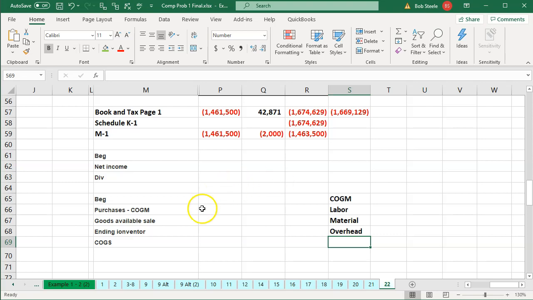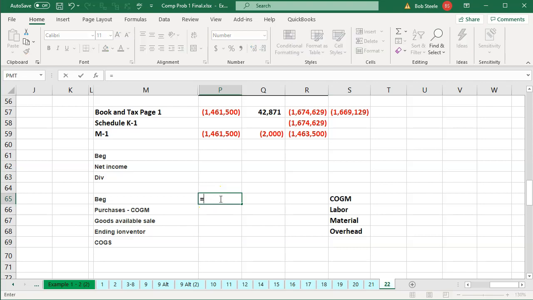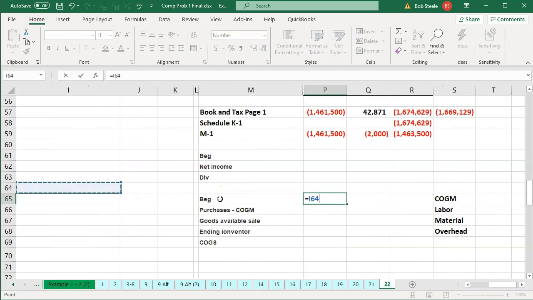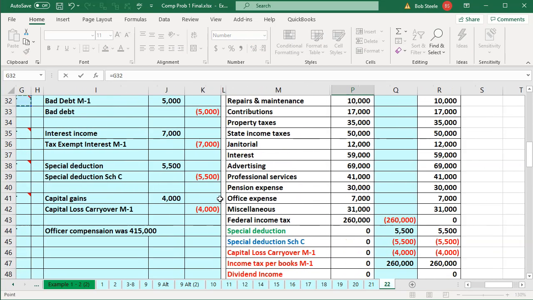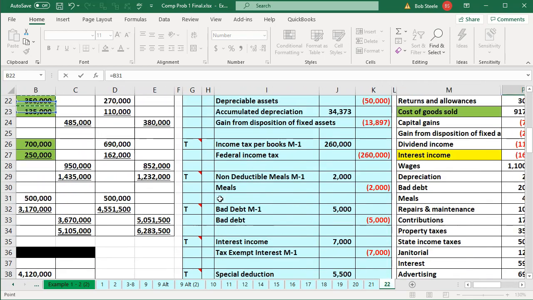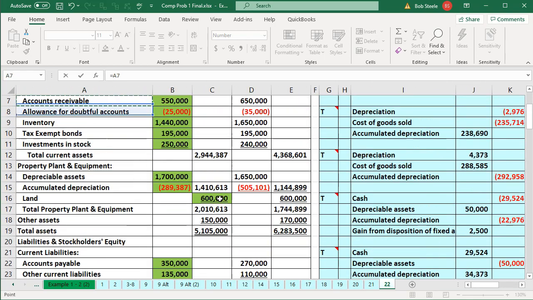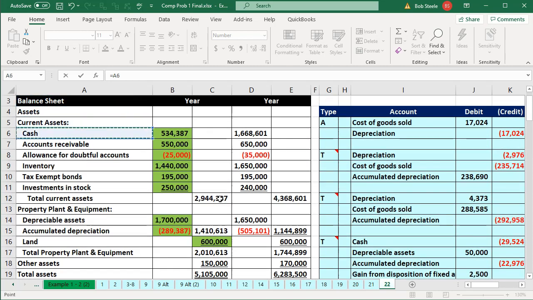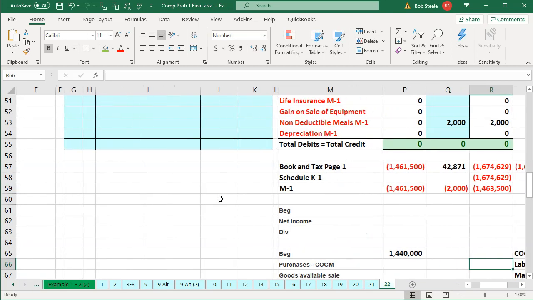So what we're going to do is we're going to say, all right, we're going to start with the beginning inventory. So we have the beginning inventory up top, and I'm going to pull that from the financial statements in the prior time period, or you can pull it from the tax return for the prior time period. So the inventory was at $1,440,000. So that's a known number.